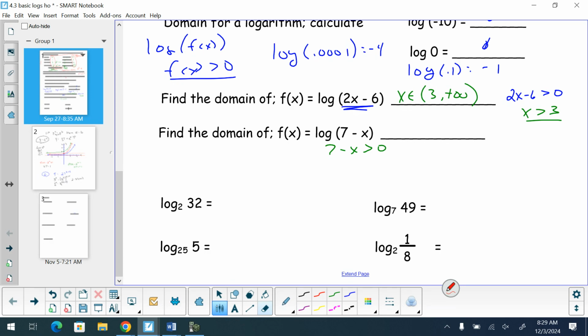So what do you have for a domain? X a member of 0 to what? 0 to 7. Just 0 to 7? I can subtract 7, so I have negative x is greater than the value of negative 7. Divide by -1. So x is going to be less than the value 7. So we have from -infinity to the value of 7.